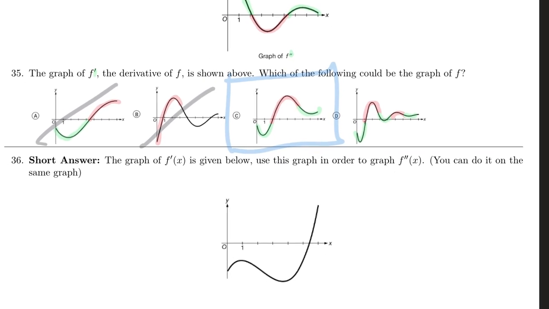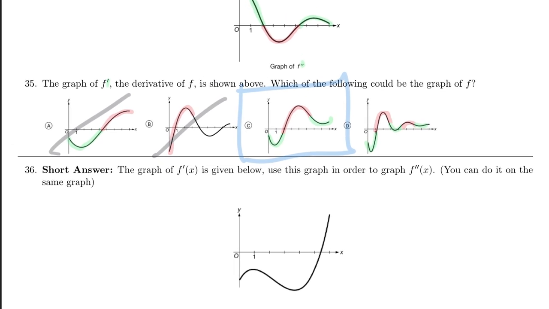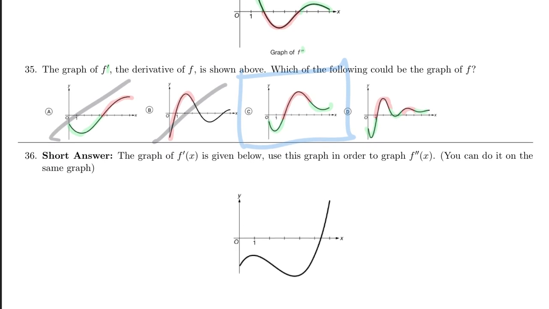Again, just think about what the thing they give you means and how that's related to the graph of the original. The graph of f prime is shown, and we use it to graph f double prime. It seems complicated because we don't have the original graph, but all you have to remember is f double prime is just the derivative of f prime. So I just want to graph the derivative of this function.